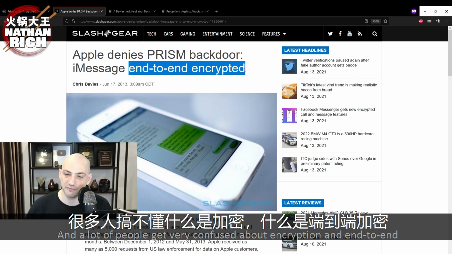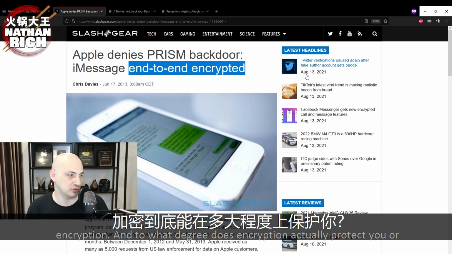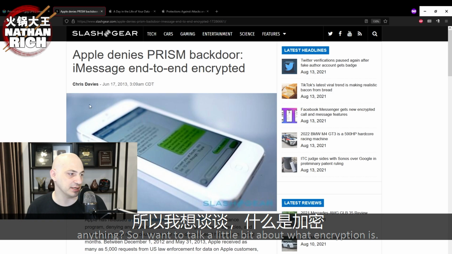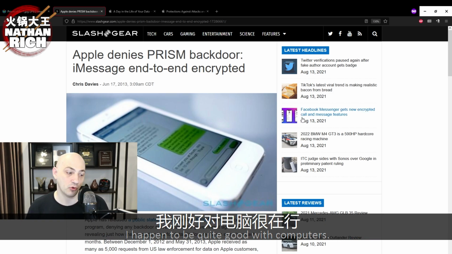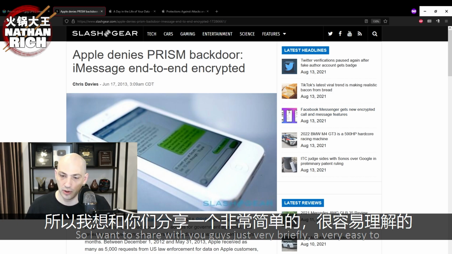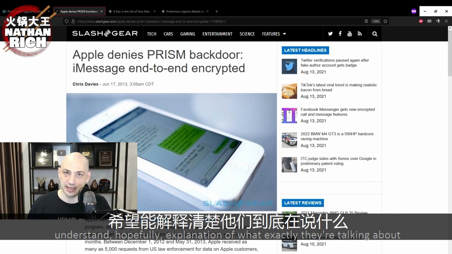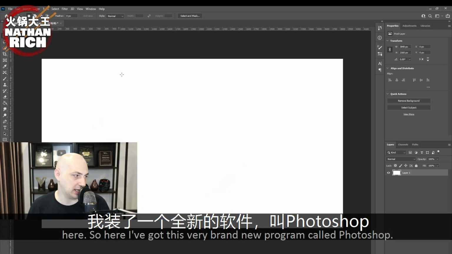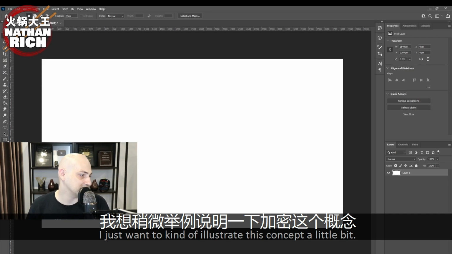And a lot of people get very confused about encryption and end-to-end encryption, and to what degree encryption actually protects you. So I want to talk a little bit about what encryption is. I happen to be quite good with computers, so I want to share with you guys very briefly a very easy to understand, hopefully, explanation of what exactly they're talking about here. So here I've got this very brand new program called Photoshop. I just want to kind of illustrate this concept a little bit.